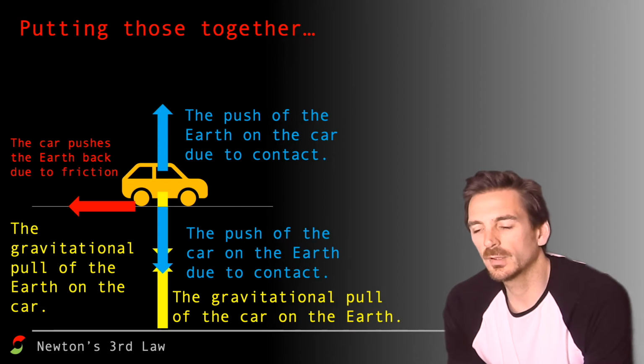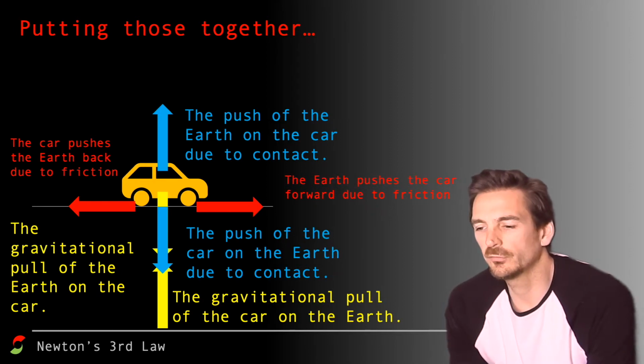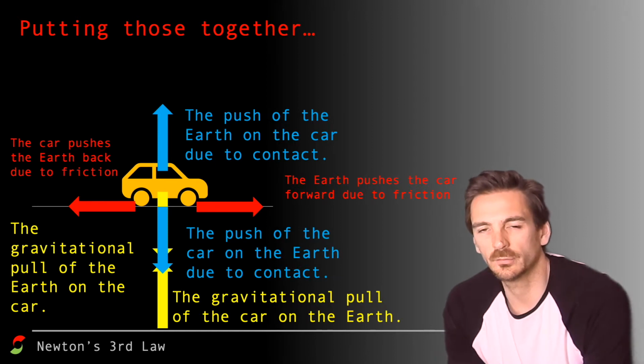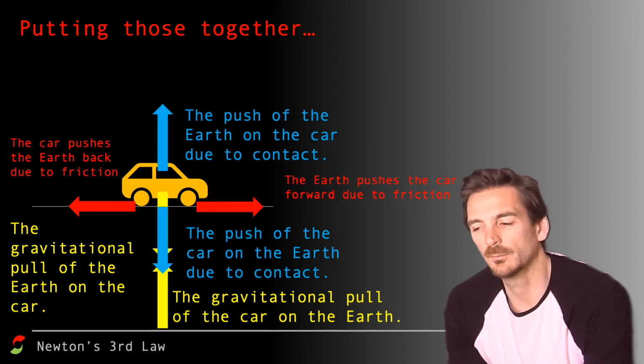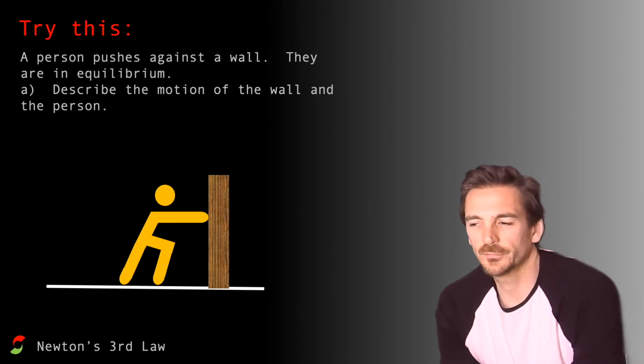Well, as this one's going to the left, the other one's got to be going to the right. Rewrite the sentence and swap the terms around. The Earth pushes the car forward due to friction. Obviously, the directions are changed as well, but you get the idea about structuring the sentence by just swapping the two objects around in them. All right, let's have a look at some more complicated questions.